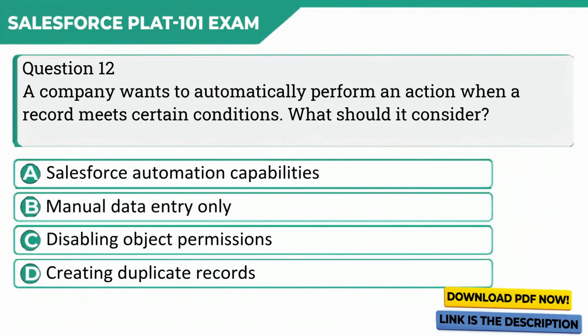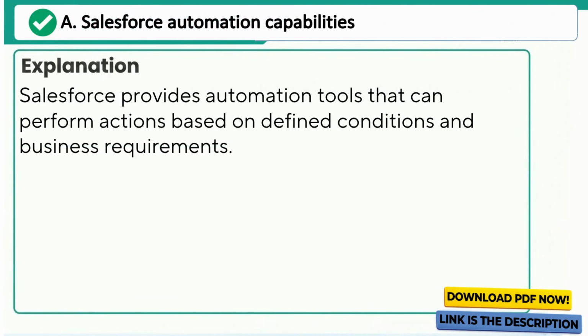Question 12. A company wants to automatically perform an action when a record meets certain conditions. What should it consider? A. Salesforce automation capabilities. B. Manual data entry only. C. Disabling object permissions. D. Creating duplicate records.